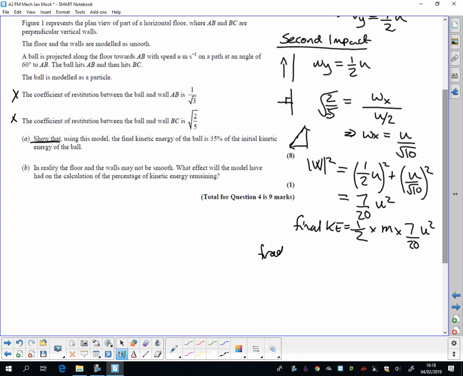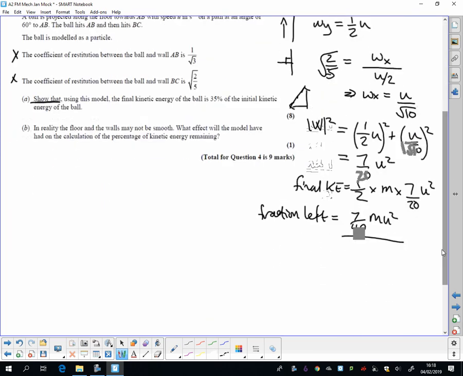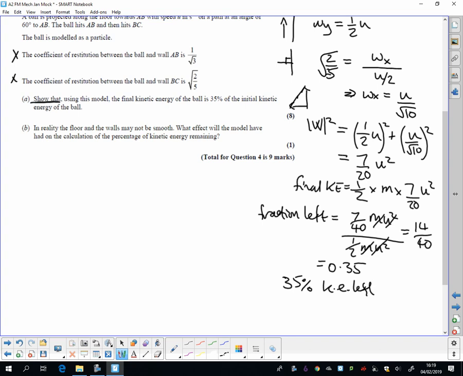So what did they want? We wanted the fraction left. So the fraction left is going to be my final kinetic energy, which if you work it out is 7 over 40 mu squared, divided by my initial kinetic energy, which was a half mu squared. Obviously these are going to cancel out, and that's going to give me 14 over 40, which is 0.35, and 0.35 is 35% kinetic energy left, as required to be shown.